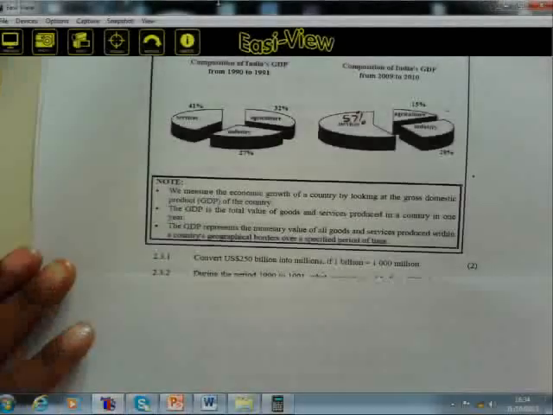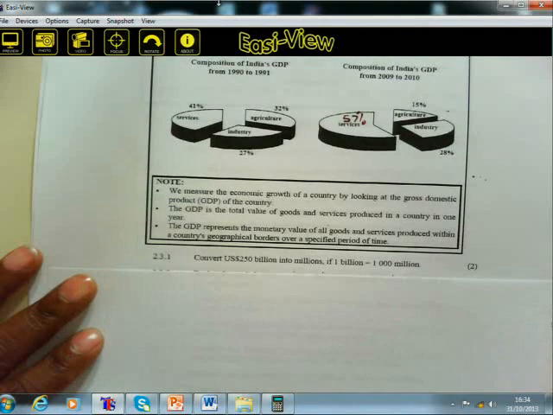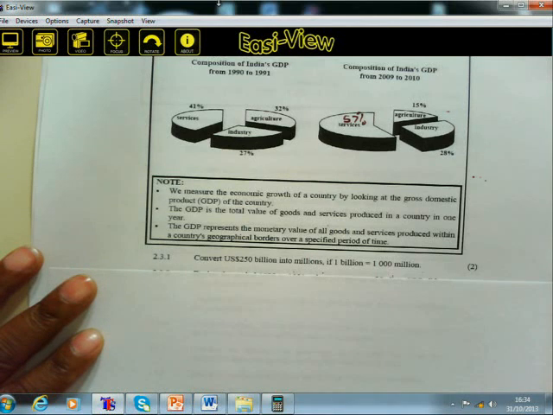Okay, grade 12. So let us look at the answers that you got. 2.3.1. They say we must convert 250 billion US dollars into millions. And they say 1 billion is equal to 1,000 million. Yes? It's 1,000 million. How do you convert?